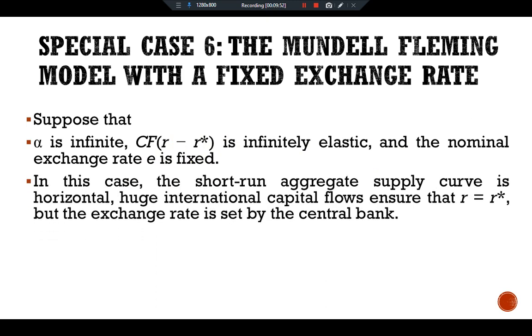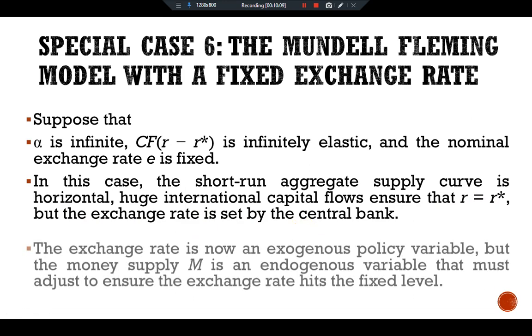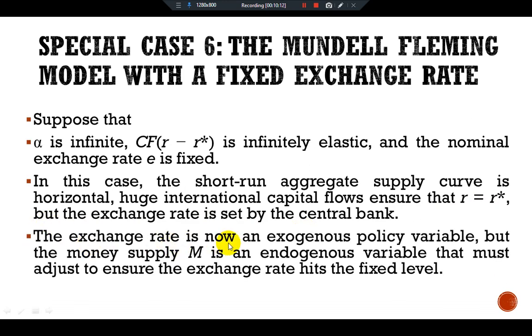Okay, in this case, the short run aggregate supply curve is horizontal. Huge international capital flows ensure that R is equal to R static, but the exchange rate is set by the central bank. Okay, the exchange rate is now an exogenous policy variable, but the money supply M is an endogenous variable that must adjust to ensure the exchange rate hits the fixed level.